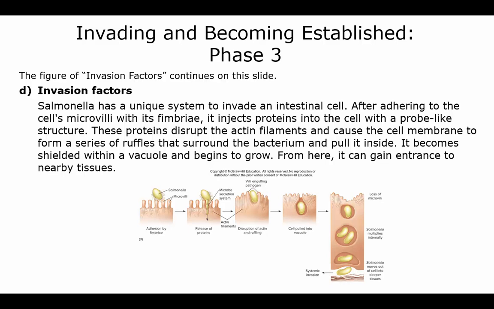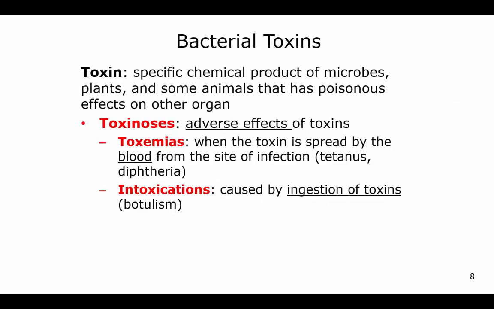After adhering to the microvilli with a fimbriae, it injects a protein, and this protein disrupts the actin filaments, causing a series of ruffles that surrounds the bacterium and pulls it inside. So some of them have actually figured out a way to get the cells to bring them inside. Right? So again, very, very creative, if we want to say.